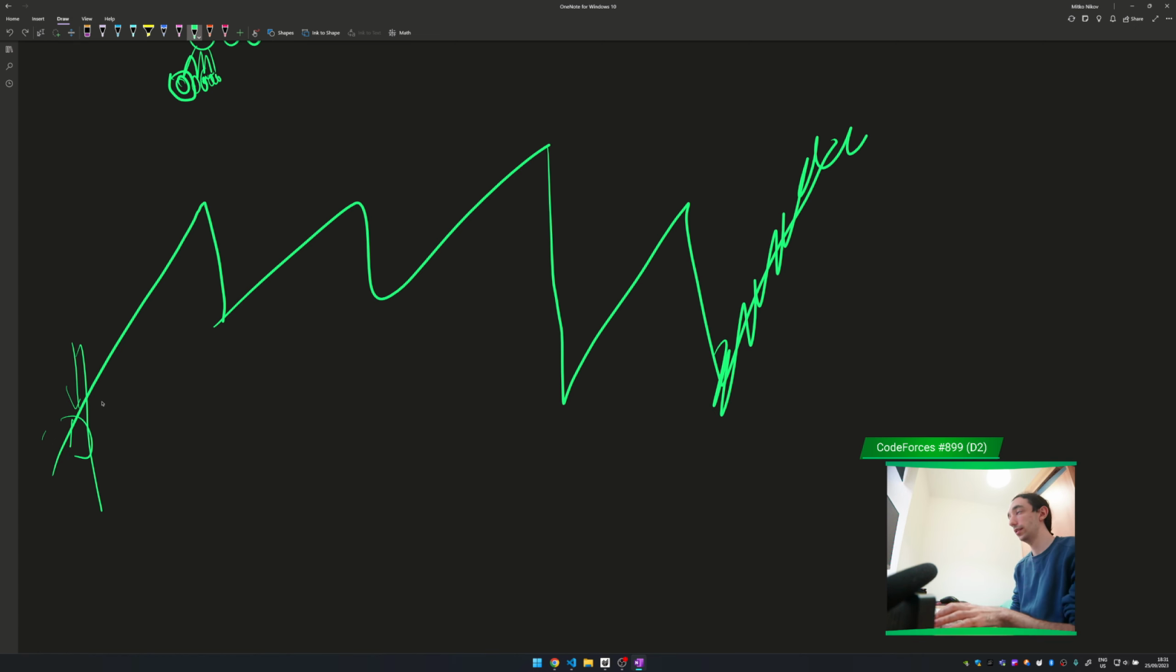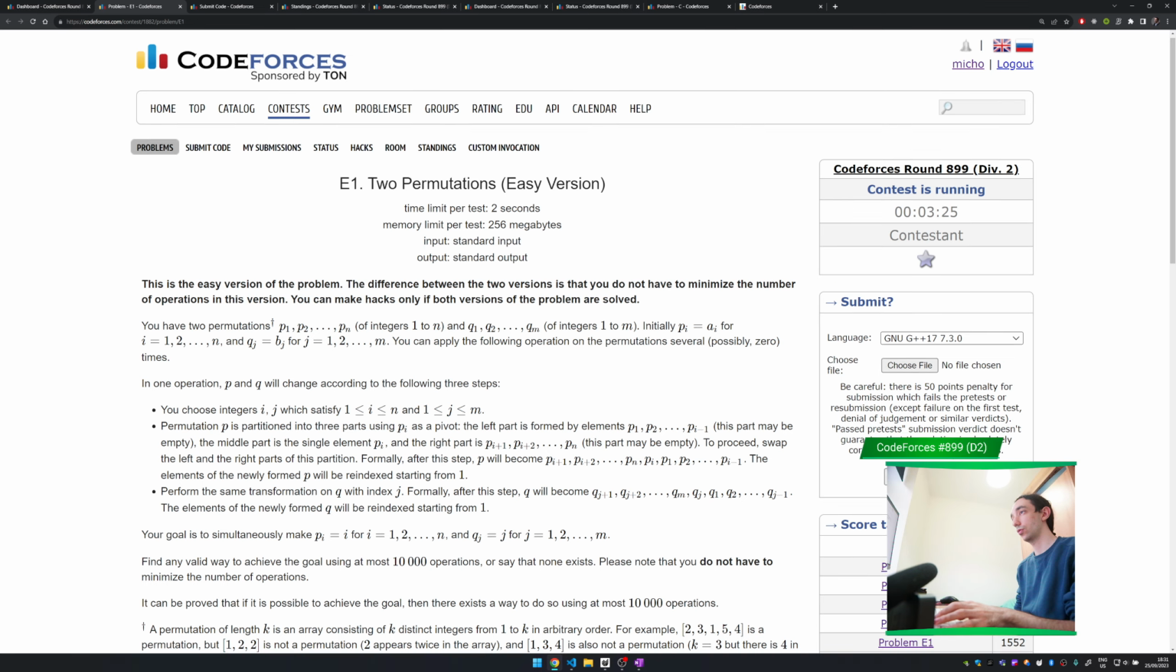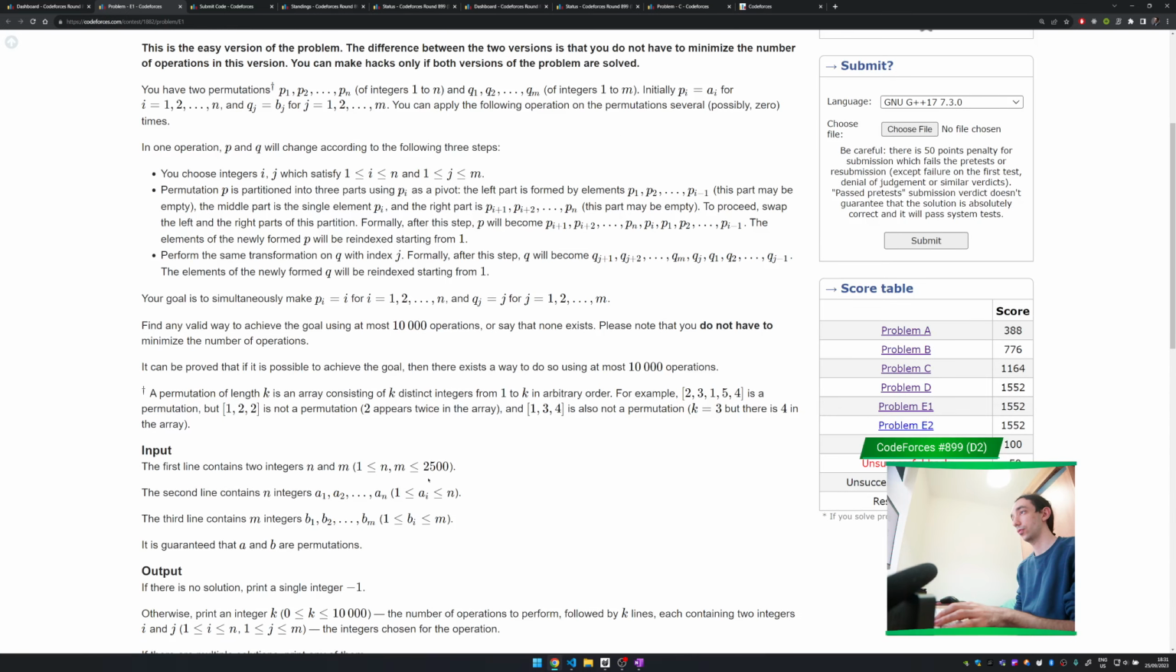I think because there's 2n, what you do is four times the maximum of this and this, because there's some strategy where each element you kind of swap it.